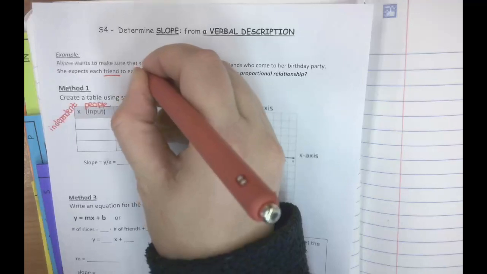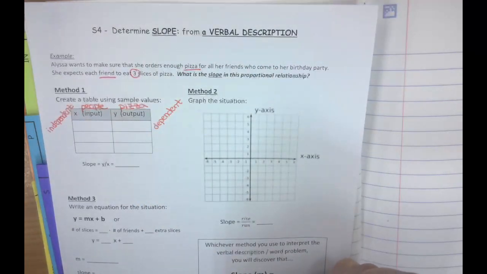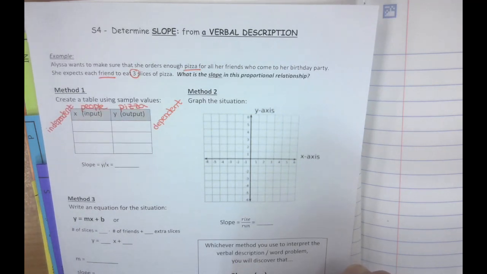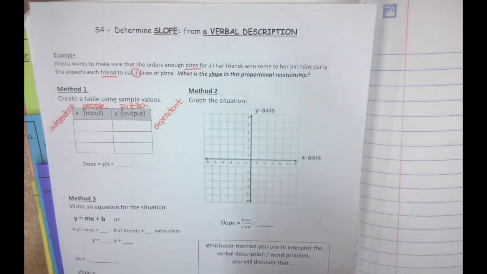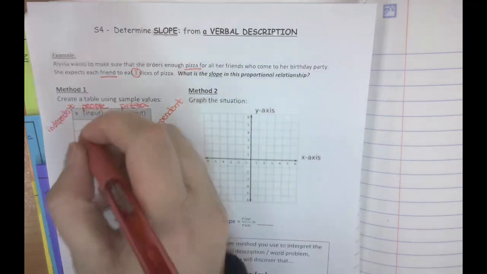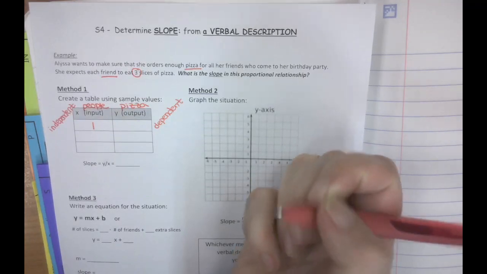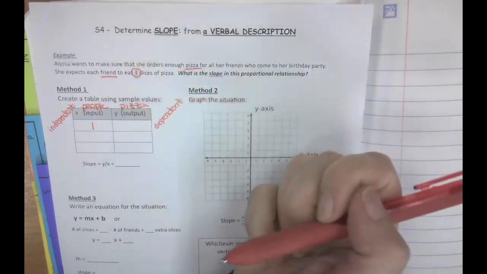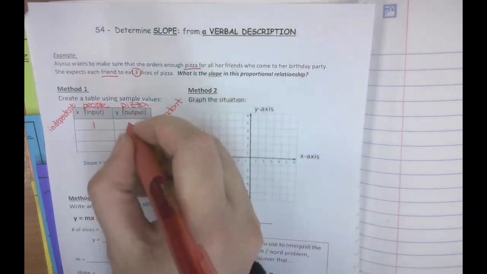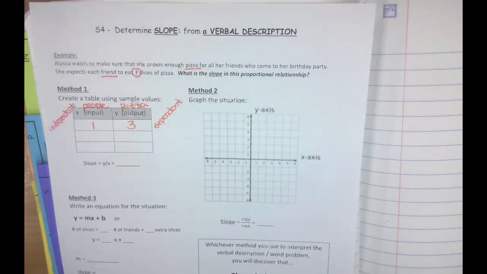Now, she expects each friend to eat 3 slices of pizza. So let's come up with some possible values here. If, for instance, the weekend of her party was a holiday weekend, maybe people had sports tournaments they had to go out of town for, and there's only one person that's able to come to her party. Well, we know she wants each friend to have 3 slices of pizza, so she would need to have 3 slices of pizza for that one person.